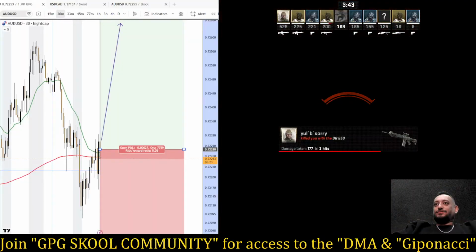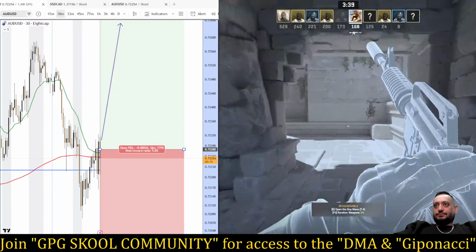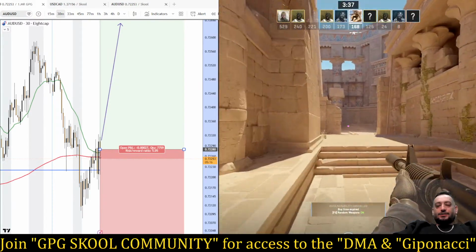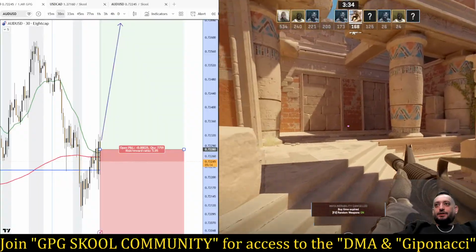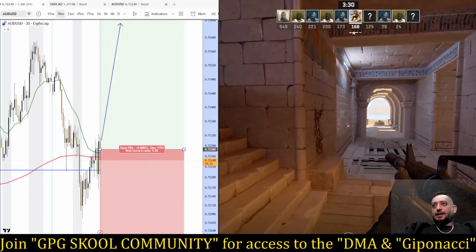Man, this is much more fun than whatnot. Okay, so AUD going above the DMA. I would be super happy if it closes above that DMA.